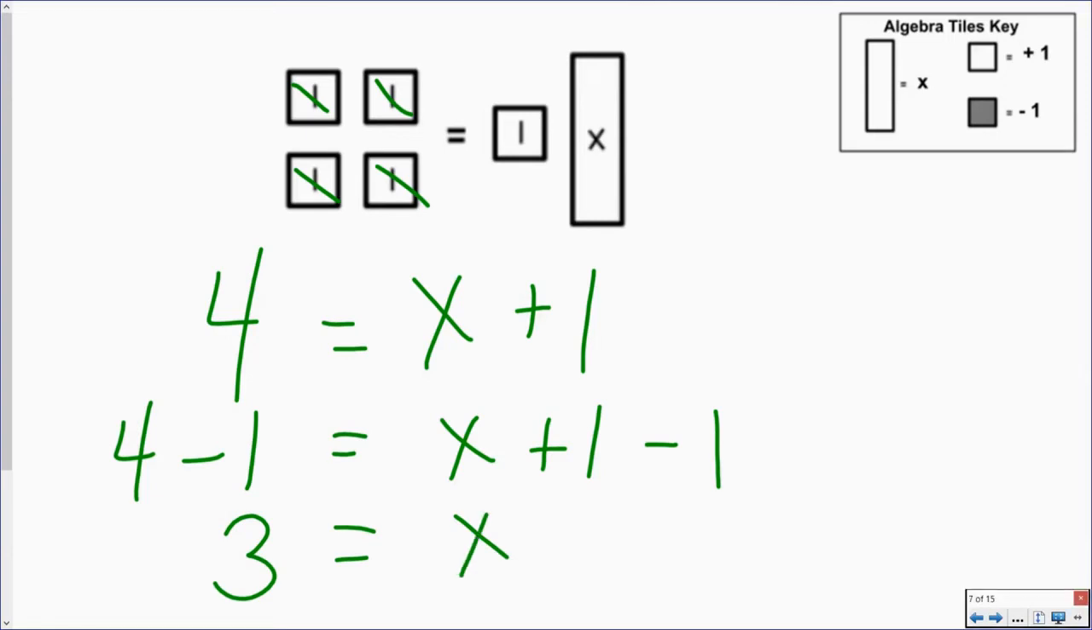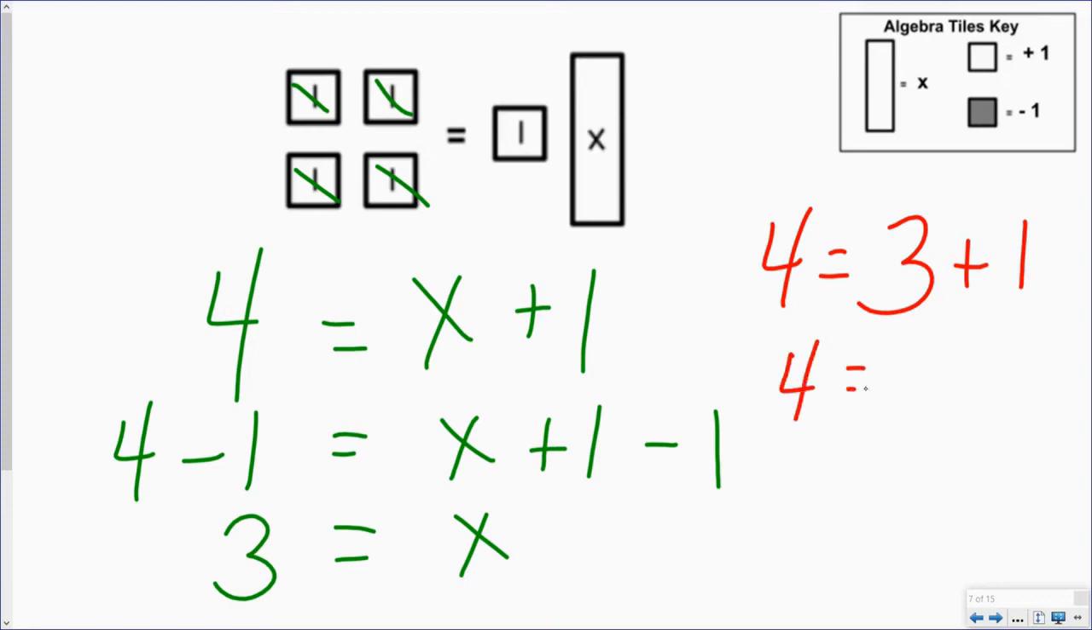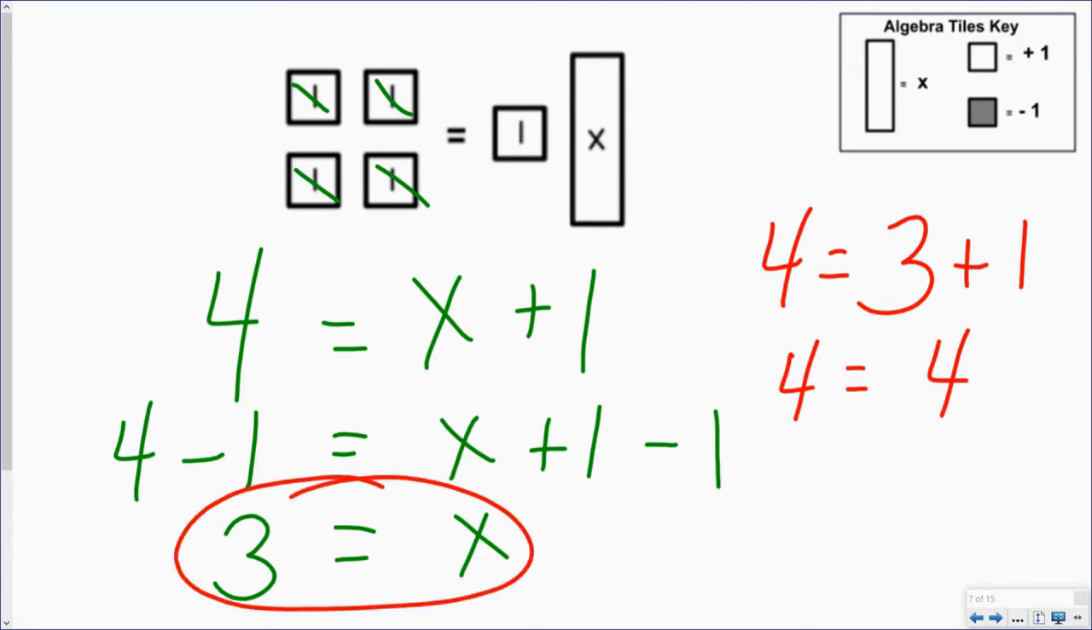So now I want to check that. I put 4 equals, and I'm going to substitute 3 in, plus 1. 4 is the same as 3 plus 1, which is 4. So those are the same. So I know that this is my solution for my equation up here.